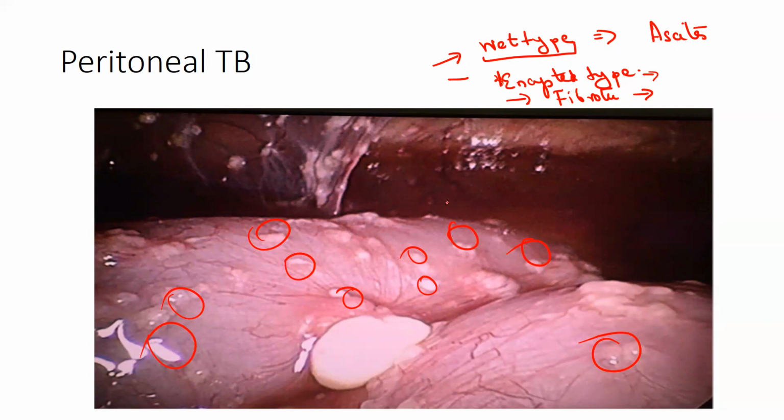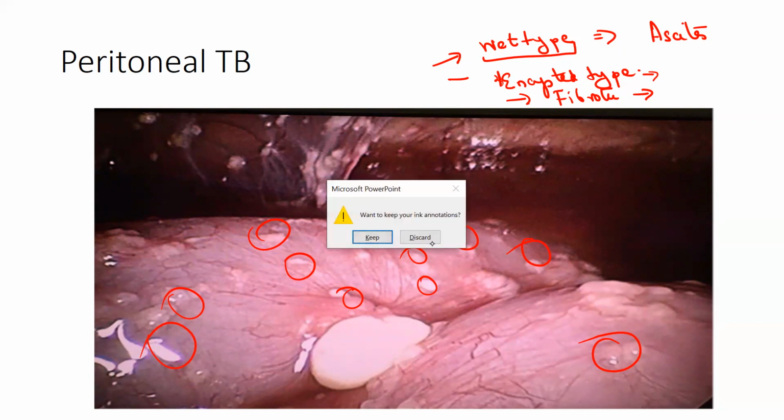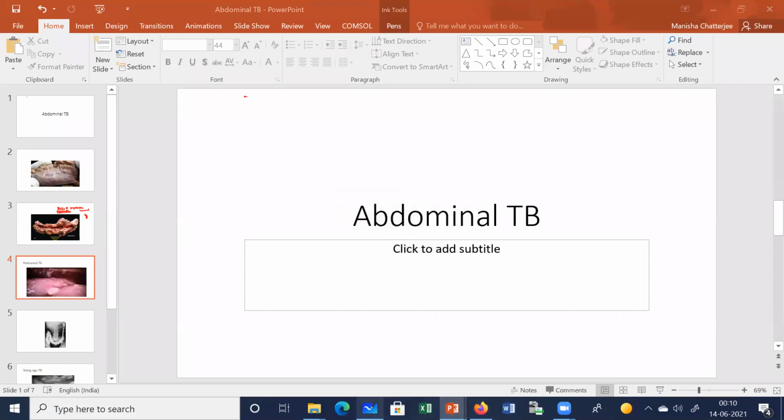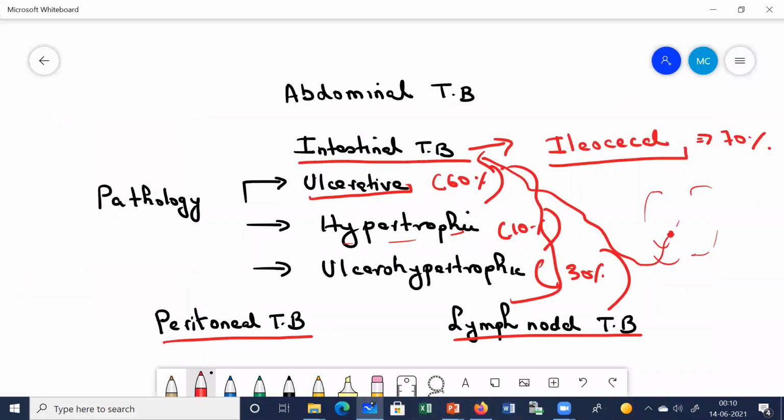Clear? So this is all about your peritoneal tuberculosis. Okay, I'll discuss it briefly again. What did we say just now? We saw intestinal tuberculosis, mainly three types. The ulcerative type has multiple superficial ulcers, mainly on the epithelial surface of the ileocecal area, and when these ulcers start healing, that results in strictures. Then the hypertrophic type, where there is mainly a local hypertrophic mass. The ulcerohypertrophic type is the combination of the ulcerative and hypertrophic types.